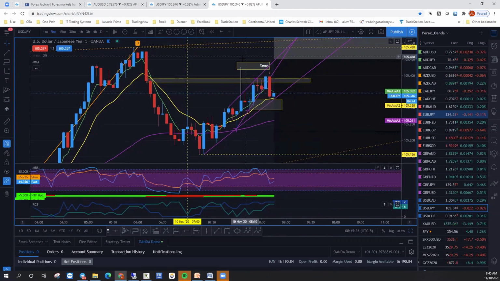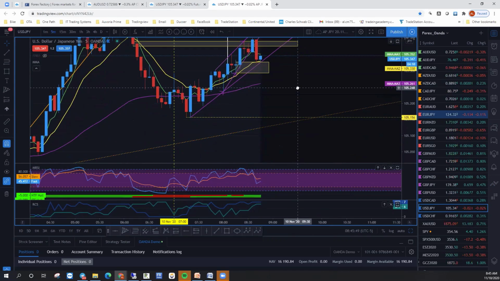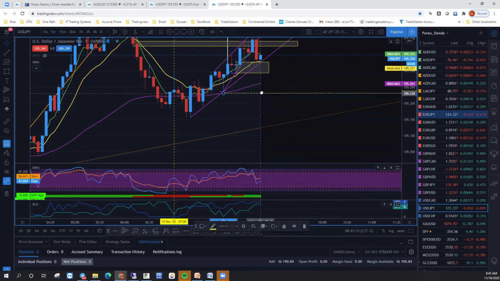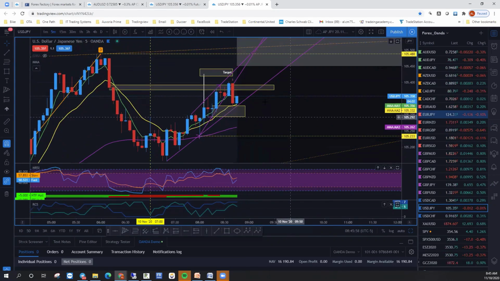I'm still not convinced it's not going to come up and retest the D. Right now it's testing the bottom trend line here. Now, this is the main one that we're looking at still. We have this one still coming up. This was a test, so we sort of changed directions.